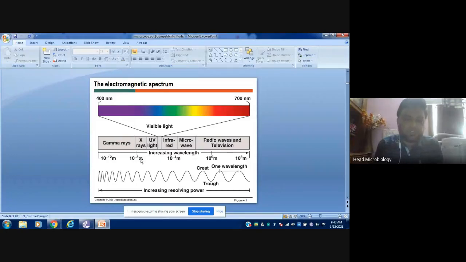Generally, we don't use infrared. Infrared will be used in telescopes, but we don't use it in microscopes. Radio waves and other television waves will not be used in microscopy.